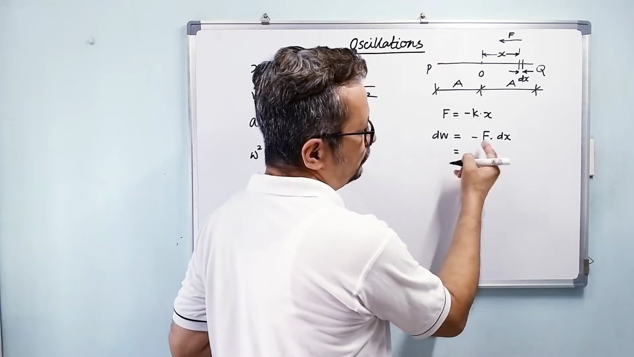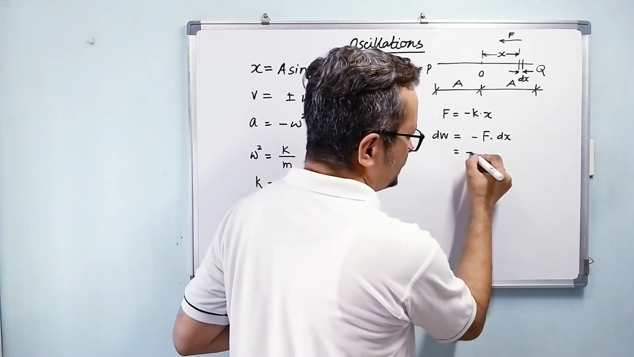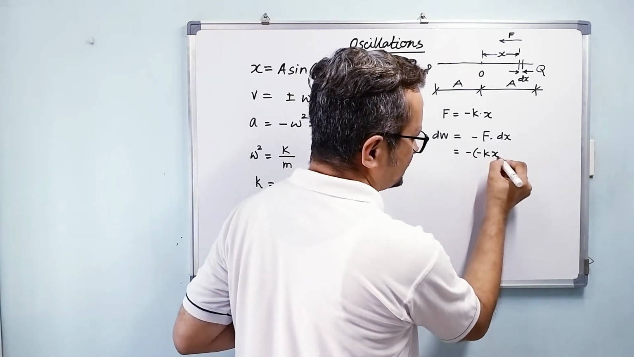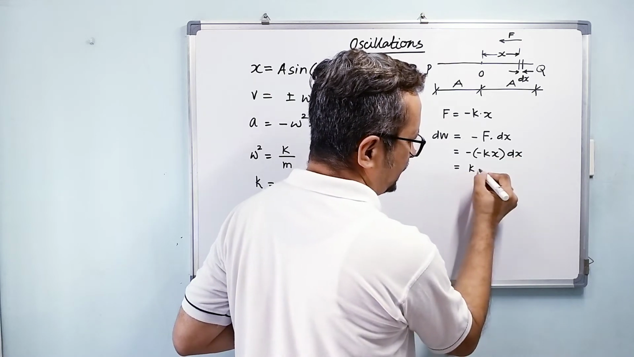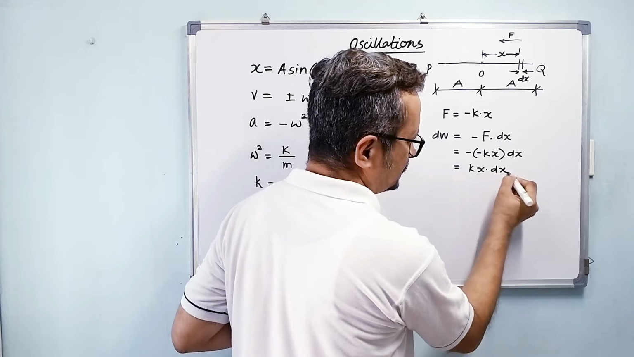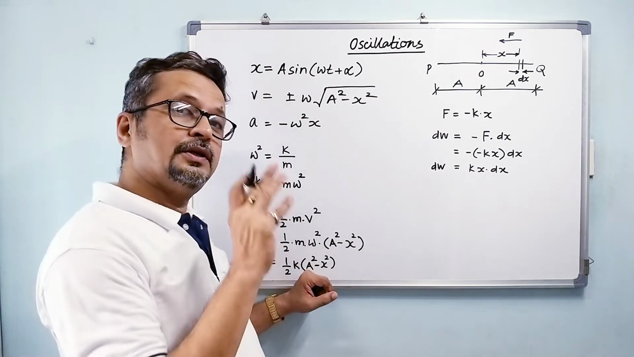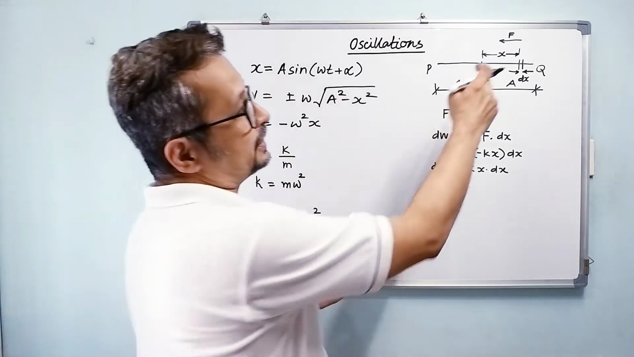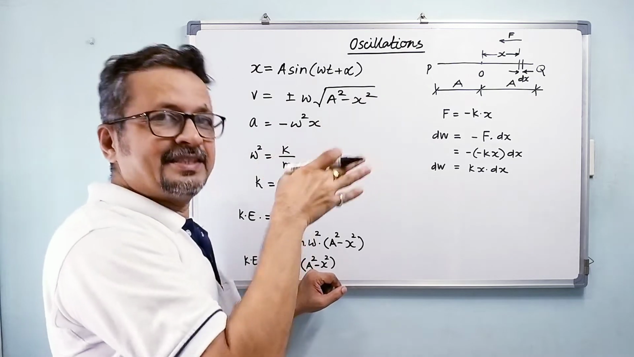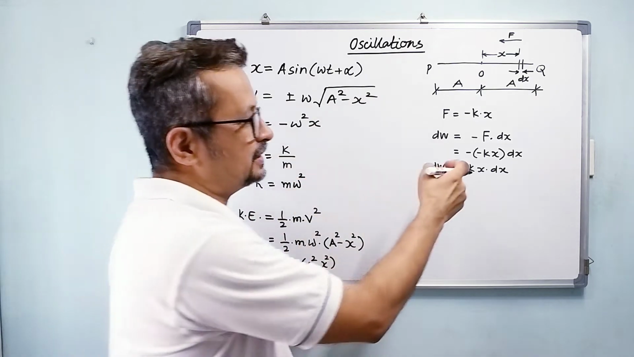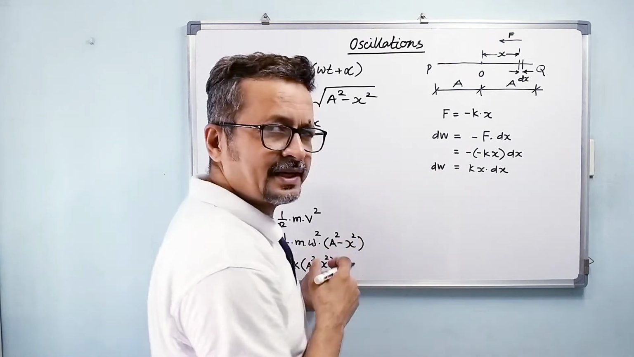And what is my F? F, is it not minus kx? So it is minus of minus kx dx. So that would be equal to kx dx. So my dw, that infinitesimally small amount of work done in getting displaced on the right side, okay, through dx, is equal to dw, and that is kx dx, correct?